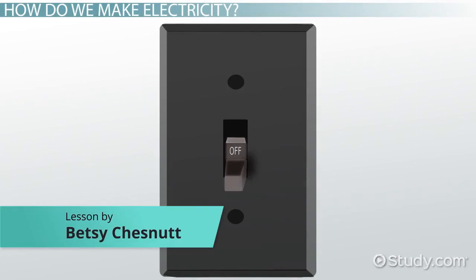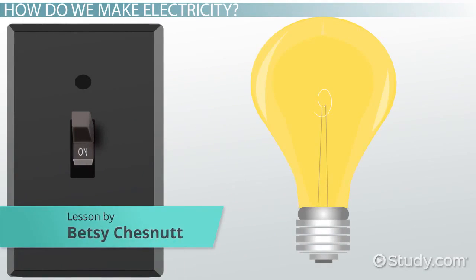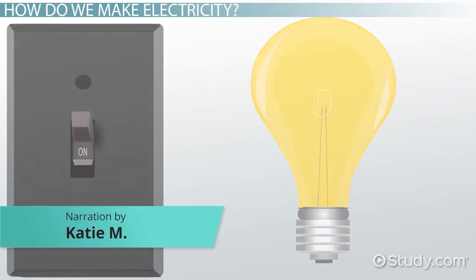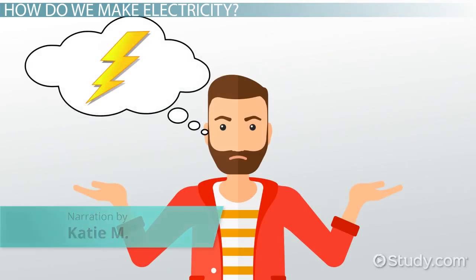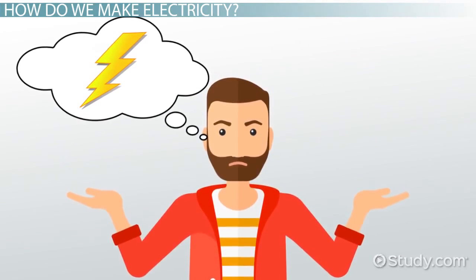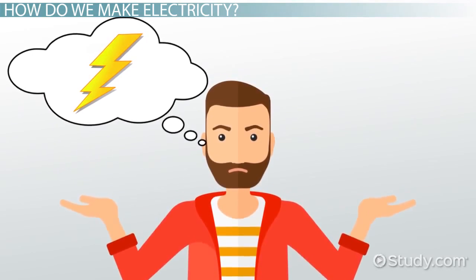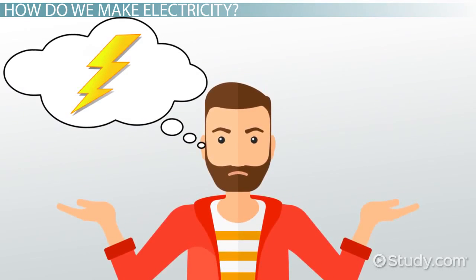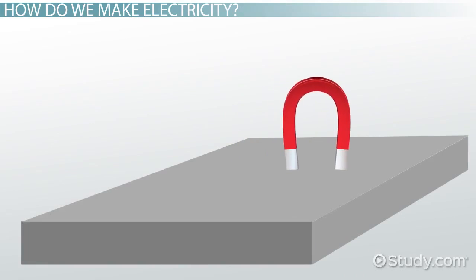Flip on the light switch. Did the light come on? Of course it did. It seems like magic, but have you ever stopped to think about exactly how the electricity that powers your lights and other appliances is generated? It's a very interesting process that requires magnets and motion.